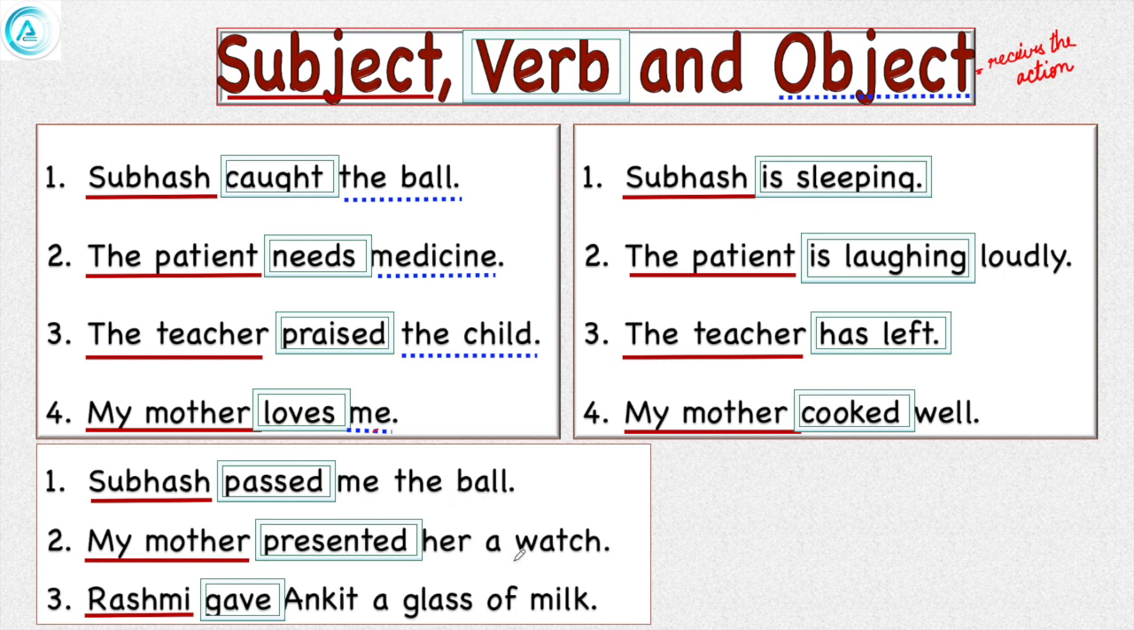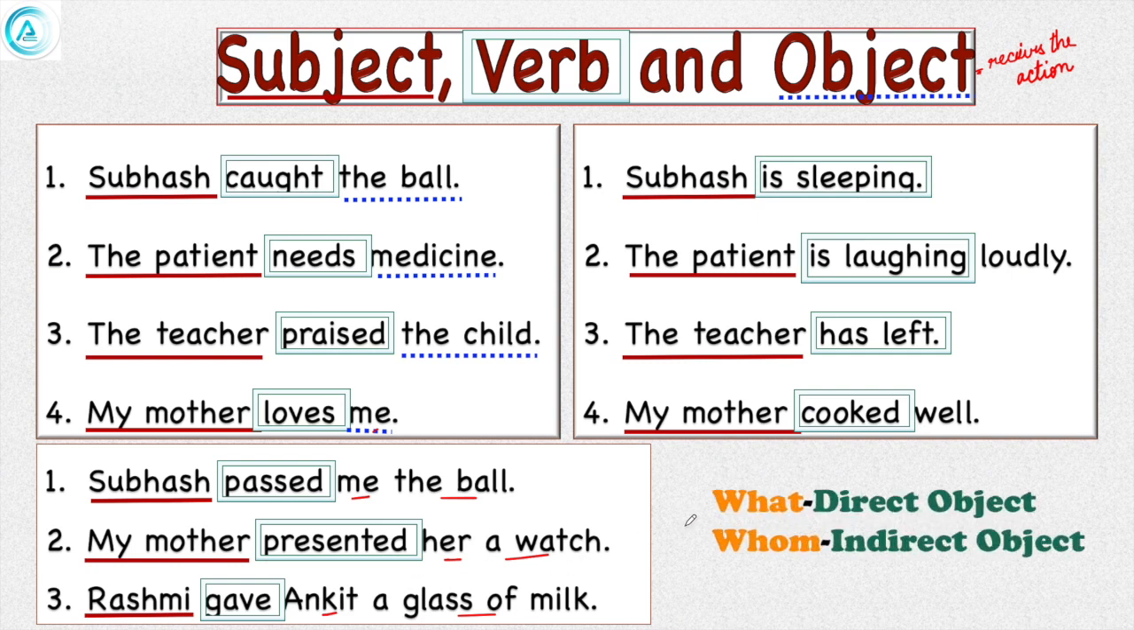So friends, we can see here that in all these sentences there are two objects. The first is "me" and the other is "the ball." In this also, my mother presented her a watch. Both are objects. Rashmi gave Ankit a glass of milk. Two objects. Now, how to find out which object is direct and which is indirect?